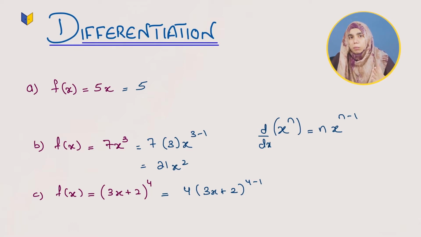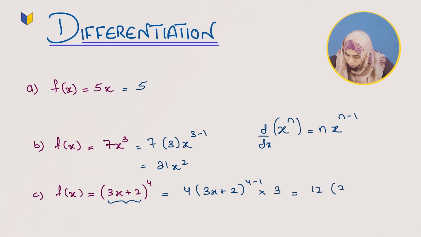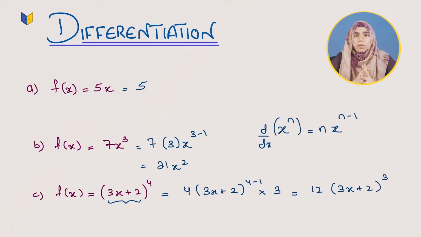So the next thing is to multiply with the inside derivative, which is the derivative of 3x plus 2. Now the derivative of 3x is 3 and 2 is a constant, so the rate of change, or the derivative, is 0. So it's just 3. And combined we get 12 times (3x plus 2) power 3. So these are some derivatives which are purely from P1.